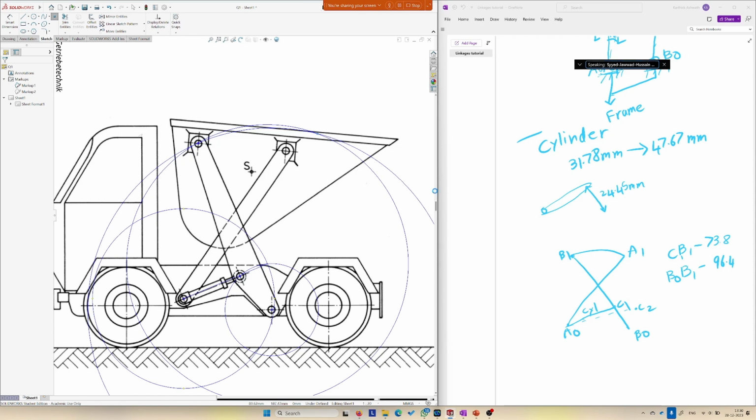Then you calculated two distances, yes. CB1 and B naught B1, and you draw one circle around C and one around B naught. Say specifically C1 or C2. C1 is the initial position of the cylinder and C2 is the final position of the cylinder.